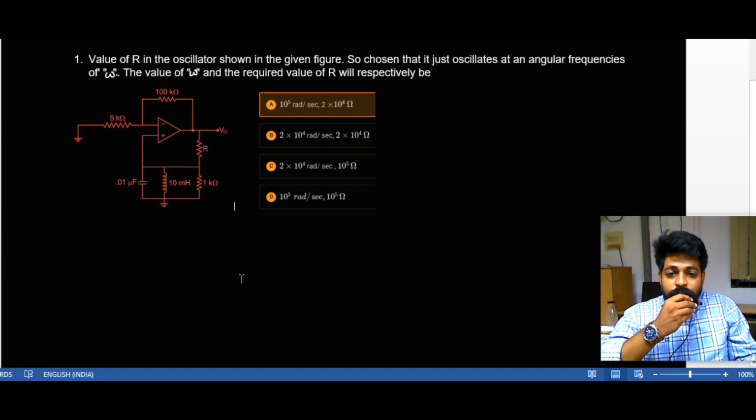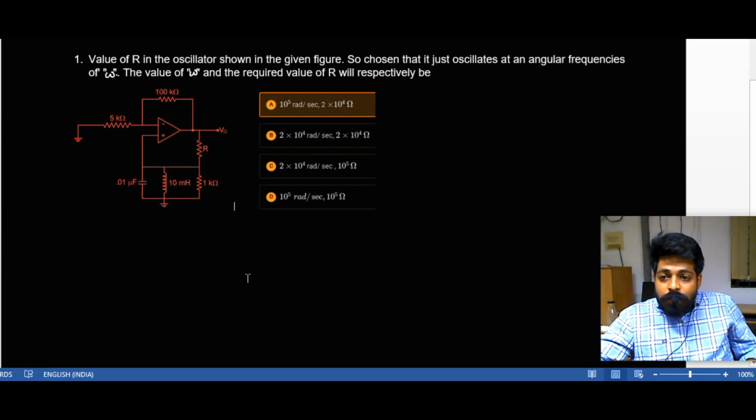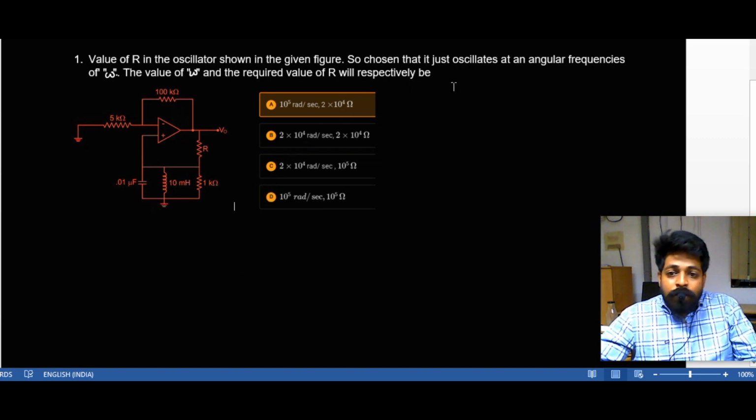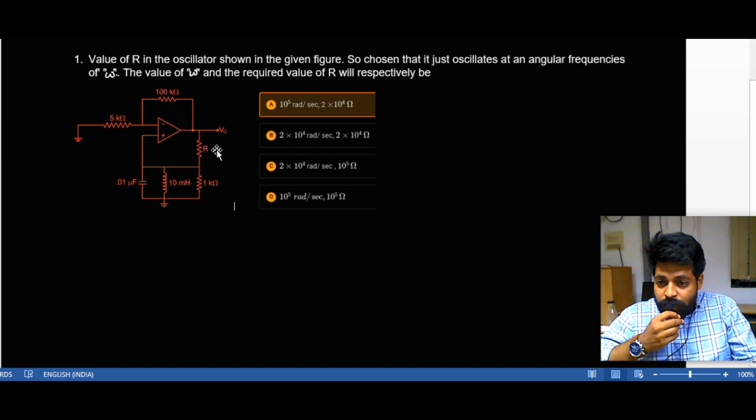So this is the GATE previous question, and the question says this is an oscillator shown in the figure, and the angular frequency of that particular oscillator needs to be calculated, and the resistance of the particular circuit also needs to be calculated. This is the resistance. So two things we need to calculate: one is omega, and we have to calculate R.